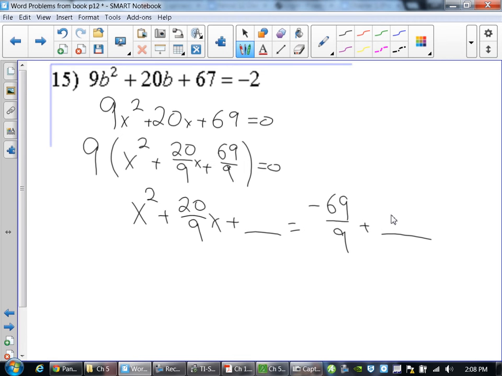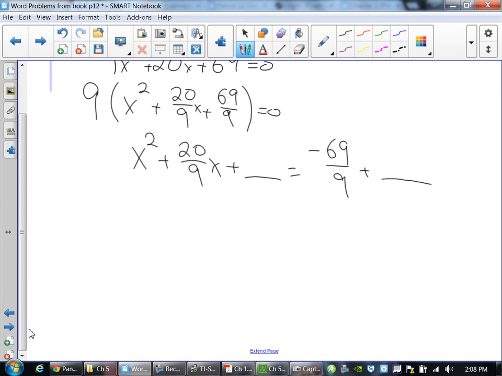Now, when you take half of something, isn't that just multiplying it by half? What happens to the 9? Why do you take that 9 away? If I divide it by 9, what's 0 divided by 9? 0. I'm taking the scalar out. That's all it is. So we take half of 20 over 9, and you get 10 over 9. 10 over 9 drops into your parentheses.